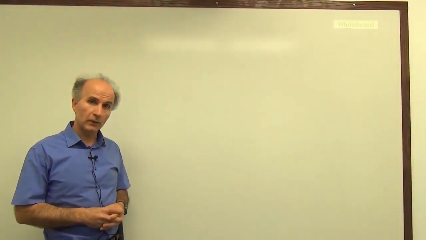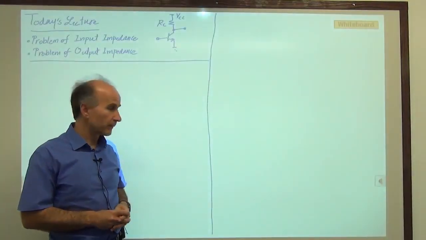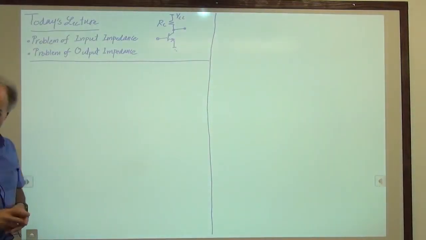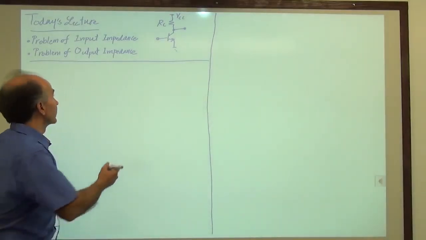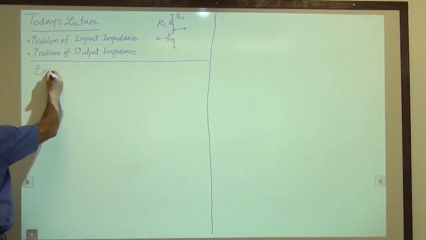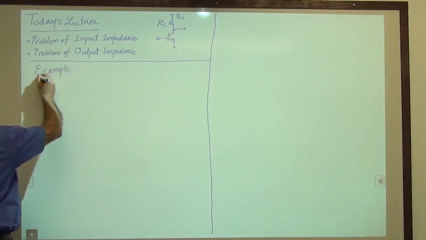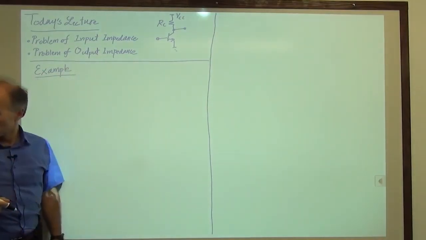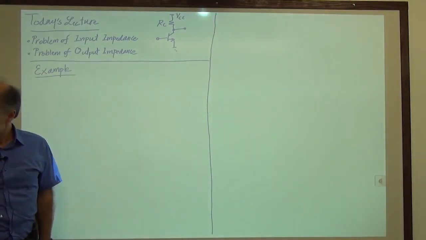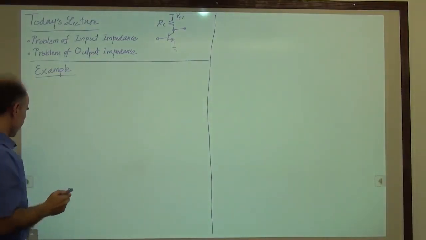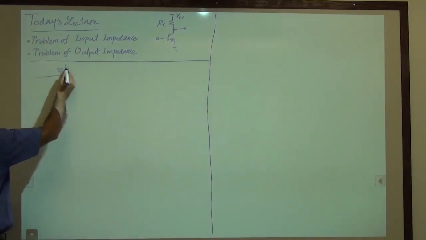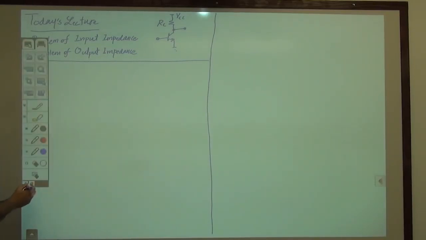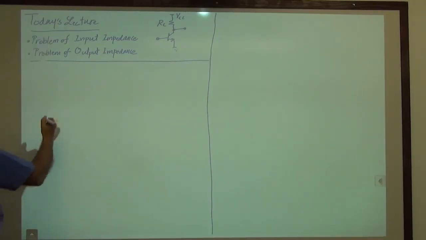Okay, so now we are ready to go back and look at the common emitter stage. And I would like to start with an example to show one other limitation of the circuit. So here's an example. Actually, sorry, before we go there, I wanted to mention one more point. Let's erase this. And I would like to pose one question before we go to the example.